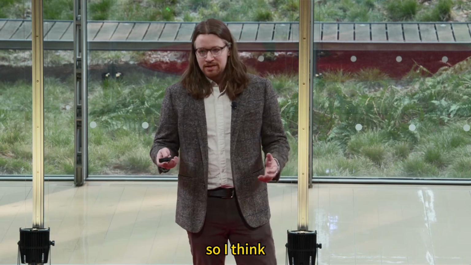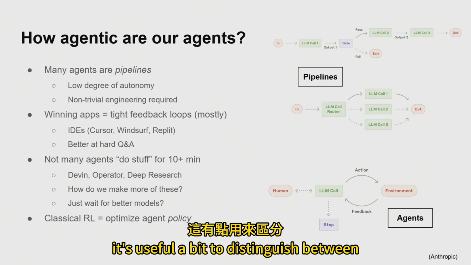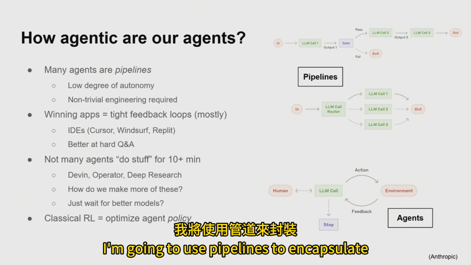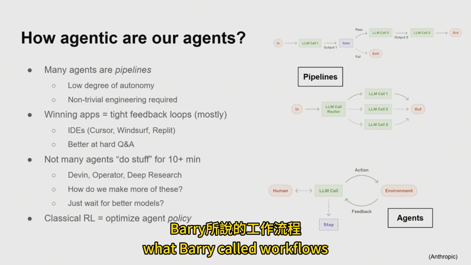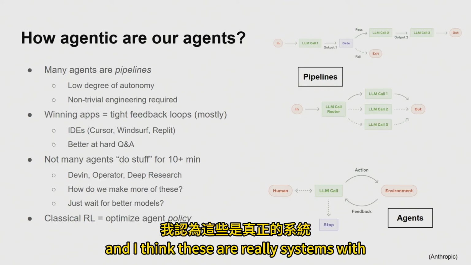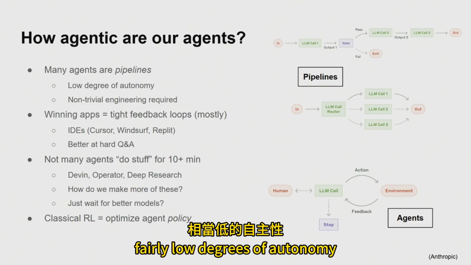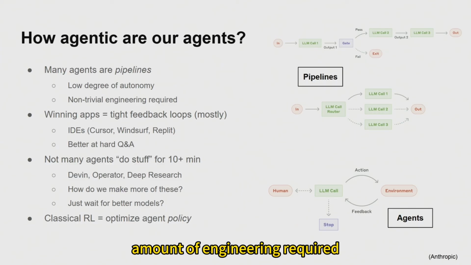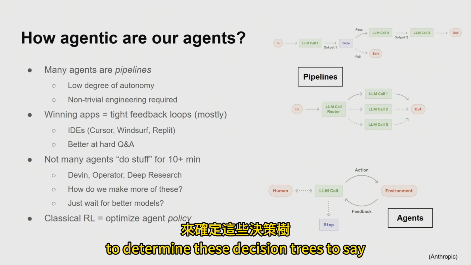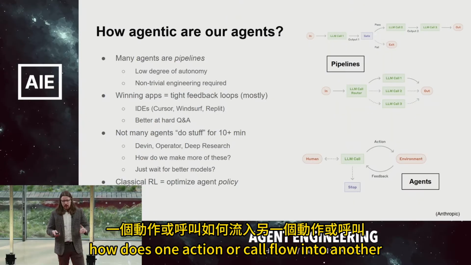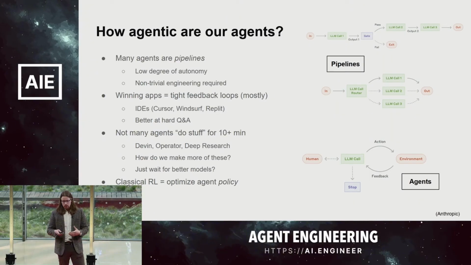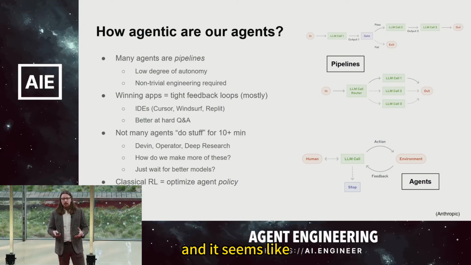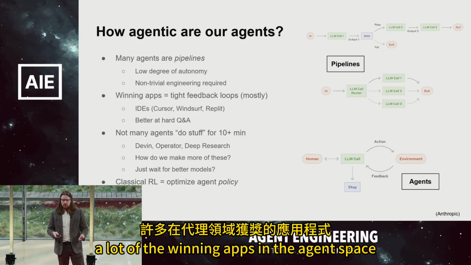So I think it's useful a bit to distinguish between agents and pipelines. I think Barry's talk earlier was a good way to frame this. I'm going to use pipelines to encapsulate what Barry called workflows. And I think these are really systems with fairly low degrees of autonomy, and there's a very non-trivial amount of engineering required to determine these decision trees to say, how does one action or call flow into another, how do we refine the prompts?